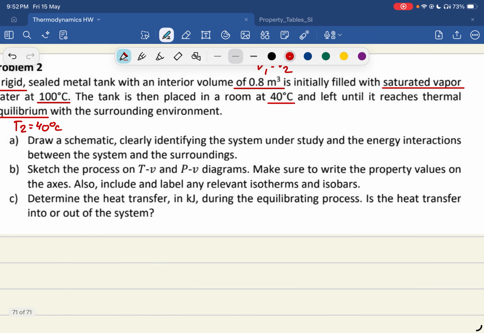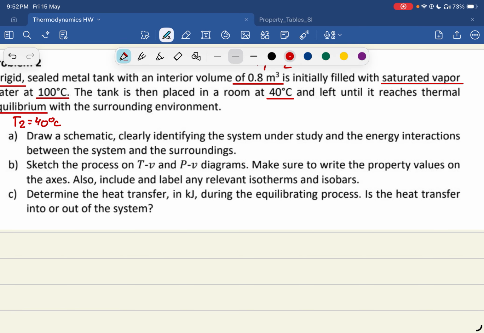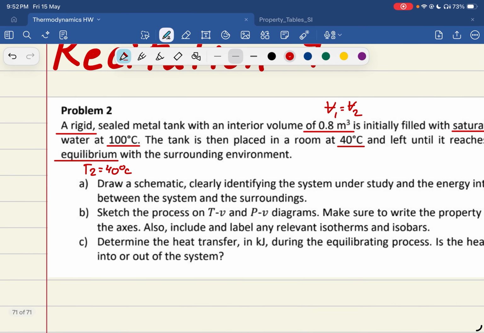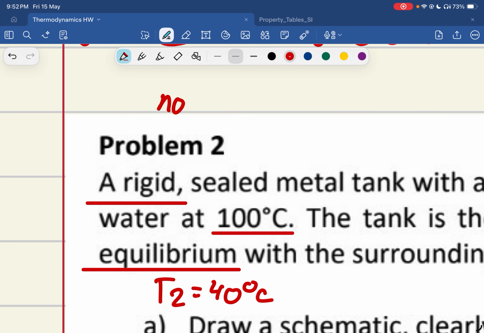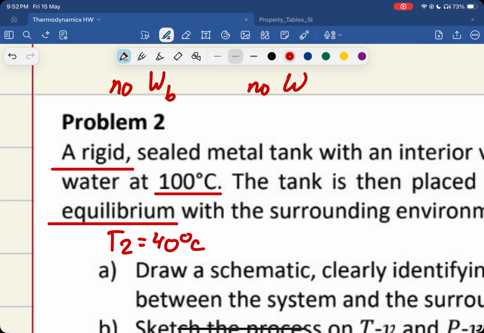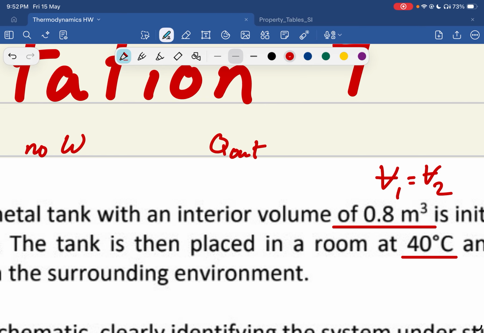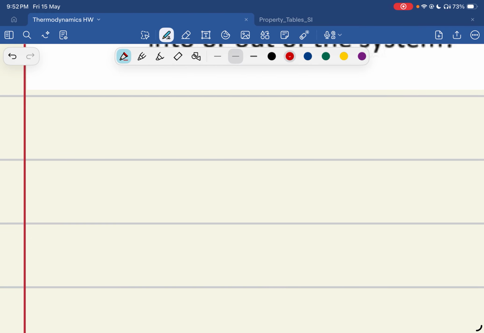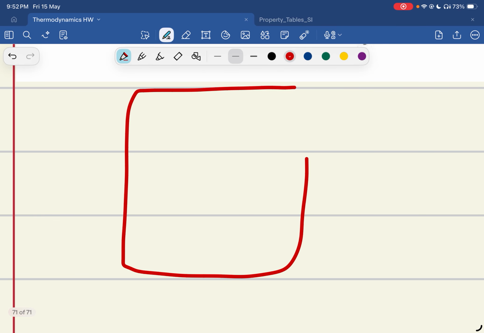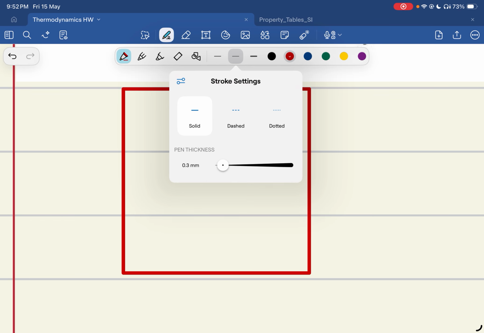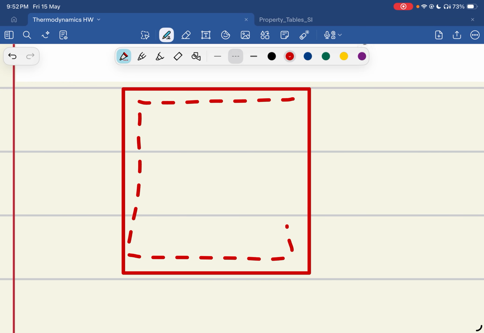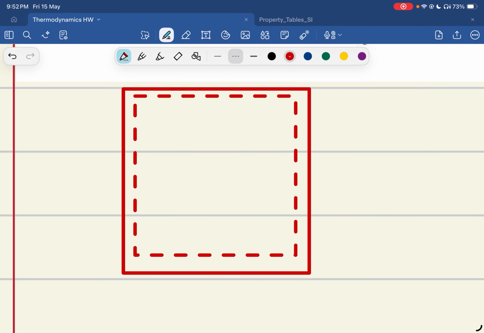Now, draw the schematic with the surroundings and identify the system. Since it's rigid, there's no change in volume, so there's no boundary work, and no other work is stated, whether going in or out. And we know the temperature is decreasing, so there is Q out and not Q in. When we draw our schematic, here's our box, and here is our system boundary. It's only inside, and we only have Q out.